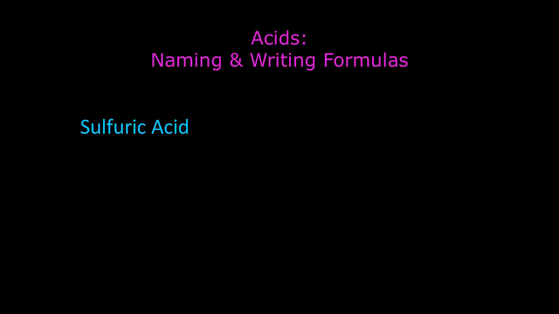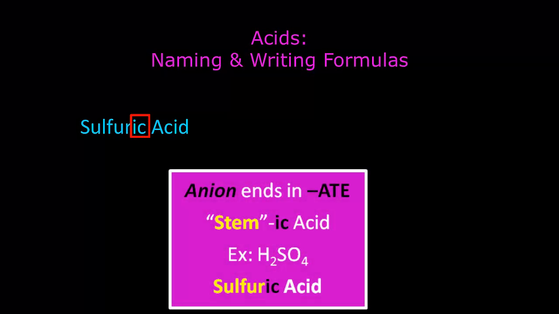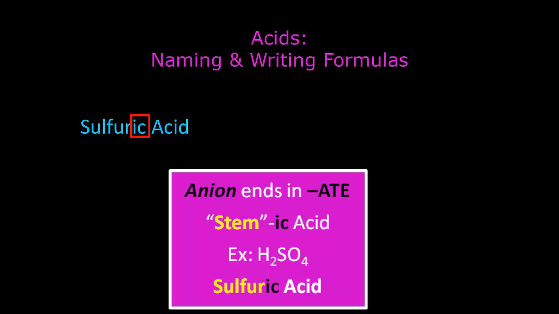Now let's go from names to formulas. Okay, so we're just going to take our rules and go backwards. So we have sulfuric acid. It ends in "ic," and it does not start with hydro. So we're going to change our "ic" to "ate." Now remember, with sulfur and phosphorus, we have to take off the endings. So we're going to take off the UR, and the anion name would be sulfate.